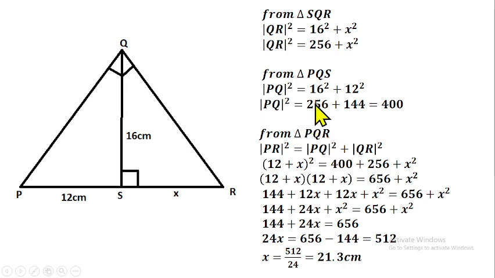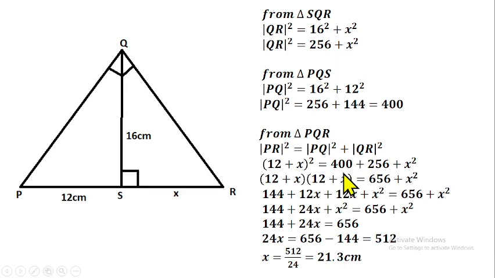We know PQ squared to be 400 here. So PQ squared is equal to 400, plus QR squared. We have already gotten this QR from the other triangle. QR squared is equal to 256 plus x squared. So we write that one here: 256 plus x squared. Do we understand that? You are only replacing QR squared with this one, because QR squared is equal to 256 plus x squared. So put that here, and you have this.